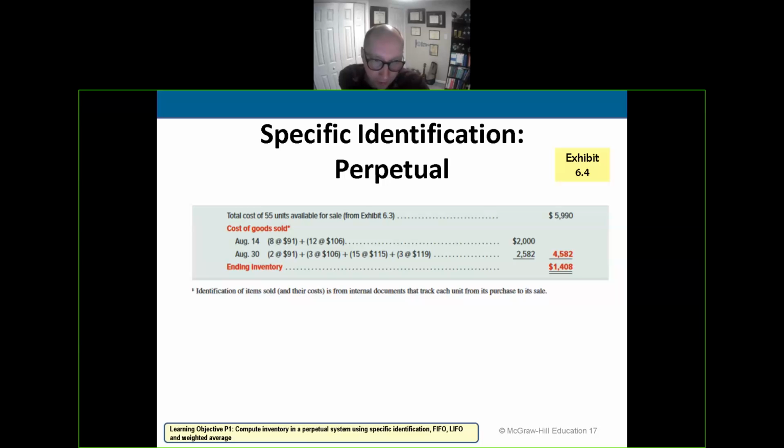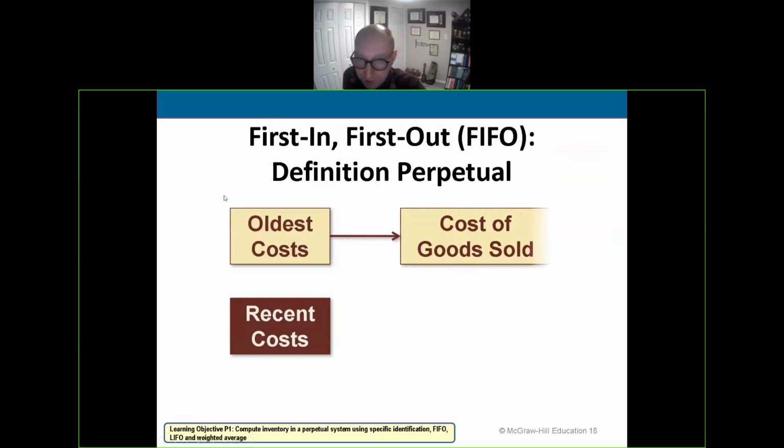My cost of goods sold on August 14th and August 30th, I add those up. I take my cost of the 55 bikes available for sale minus the cost of goods sold for the month to equal my ending inventory, 1,408. Again, that's specific identification. I'm grouping the specific bikes together. That's how specific identification works. First in, first out.